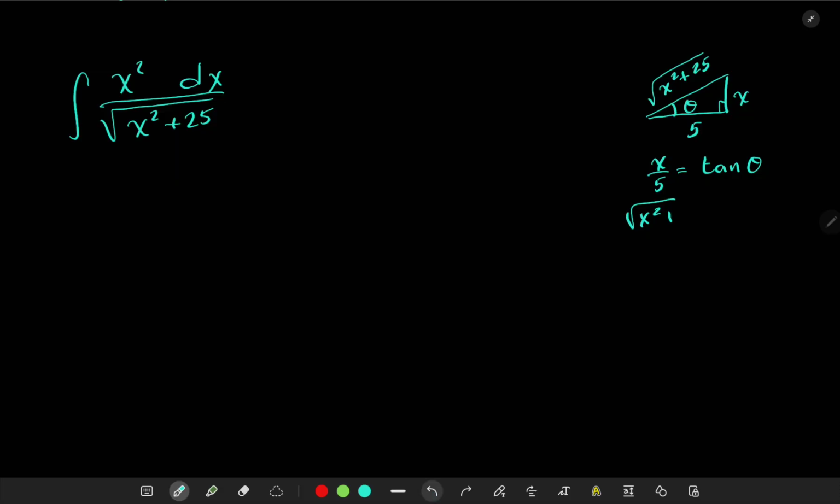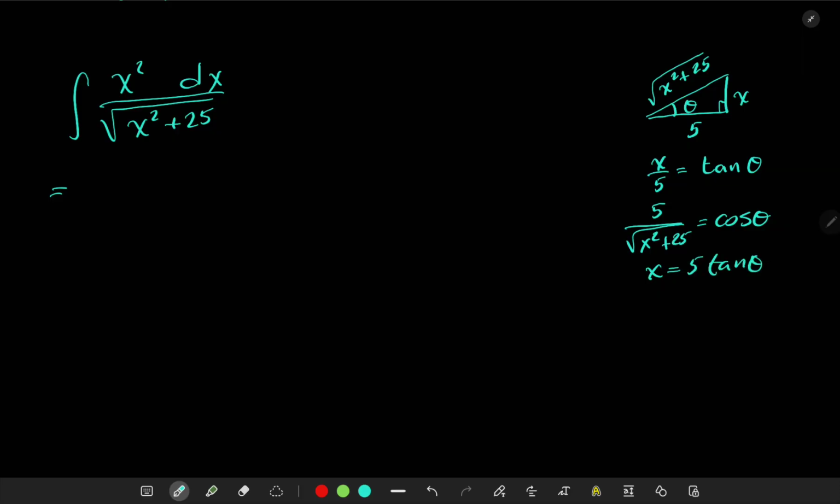You know what? Let me show you how you can do it, just for today. So if you do adjacent over hypotenuse, it's going to be the cosine of the angle. Usually we keep it with secant and tangent because that's going to make things easier. In any case, so I'm going to write x as 5 tangent.